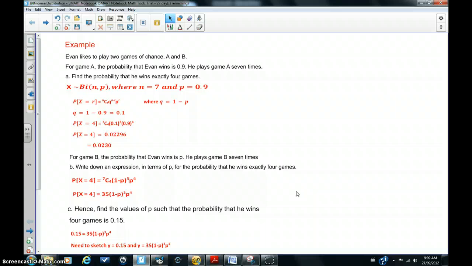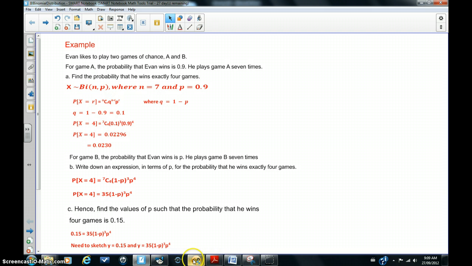And we need to find the probability that he wins exactly 4 games. So R in this equation here will be 4. So we substitute in the values and we basically get this result here. Now we can work the right hand side out by using the calculator. There's 2 ways of doing it. I'm going to do it both ways.